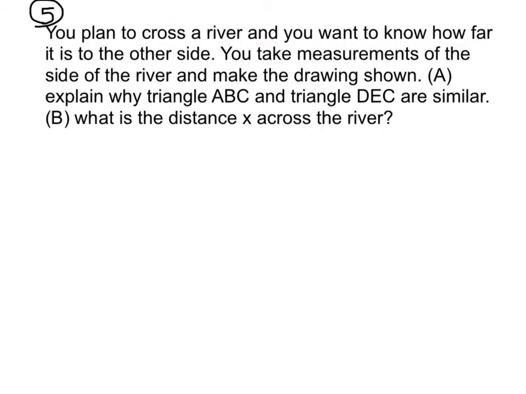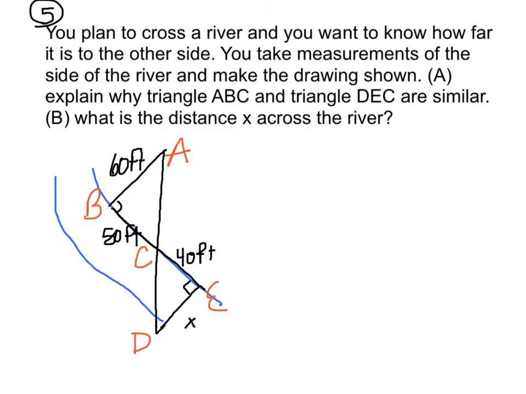Here is example 5. This is on page 129 in your book. So if you would like to just write down page 129, I do want you to draw the picture, but you don't have to write this whole problem down if you don't want to. You plan to cross a river and you want to know how far it is to the other side. You take measurements of the side of the river and make the drawing shown. A. Explain why triangle ABC and triangle DEC are similar. B. What is the distance x across the river?